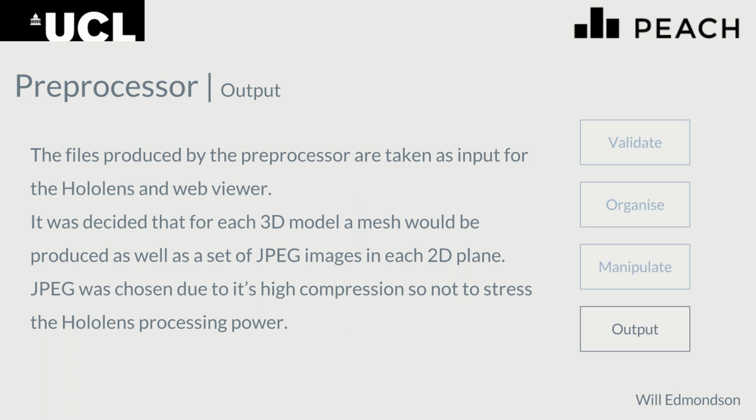The files produced by the preprocessor are taken as input for the HoloLens viewer, and therefore the requirements for the output are dictated by the developers of the HoloLens. They required a 3D model of JPEGs. In each 2D plane, JPEG was chosen due to its high compression rate.